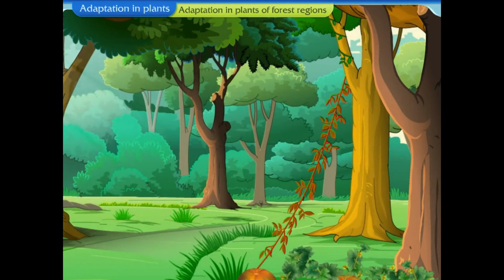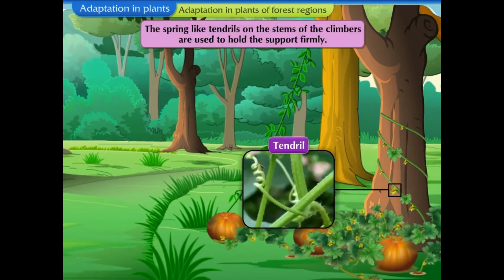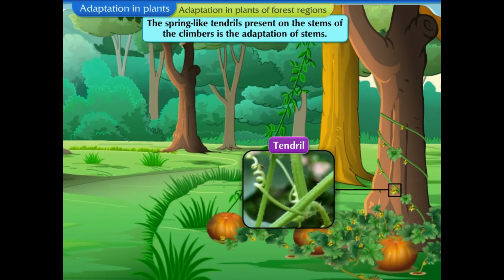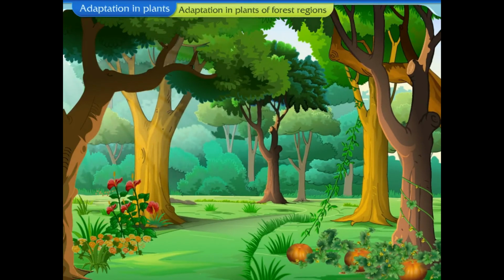Similarly, taking the support of these tall trees, climbers also grow tall. Some climbers have spring-like tendrils on their stems. They hold on the support firmly. The spring-like tendrils present on the stems of the climbers is the adaptation of stems. Now let us study adaptation in one more region.